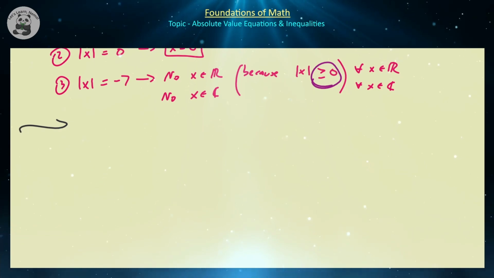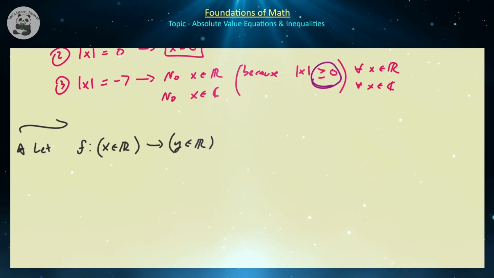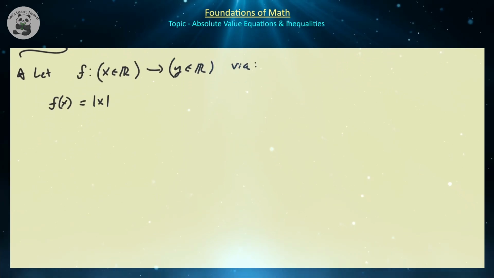Right? So let's just review one basic thing associated to absolute value functions. Let's assume that f maps some value x in R to some value y in the set of R. So R is our domain and R is also our codomain. And let's assume we define this relation via the function f of x is equal to the absolute value of x. So what does the graph of this particular relation look like?